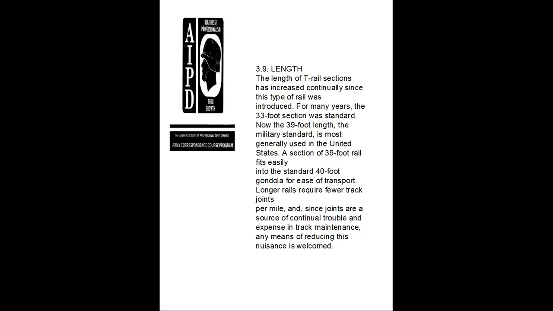Now the 39-foot length military standard is usually generated in the United States. The 39-foot railway standards and 40-foot gondola cars are used again for the easier transportation of longer rails, for fewer track joints per mile. Since the joints are a source of continual trouble and expense in track maintenance, any means of reducing them is welcome.